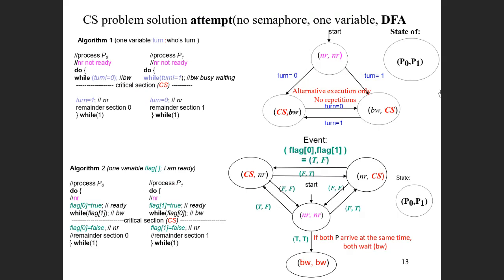Let's have a problem solution attempt using DFA. You remember this algorithm number 1 from the first class. Remember that in algorithm 1, only one turn variable has been used. And you see when process 0 is coming to execution, before the do loop, the state of this process we call not ready.